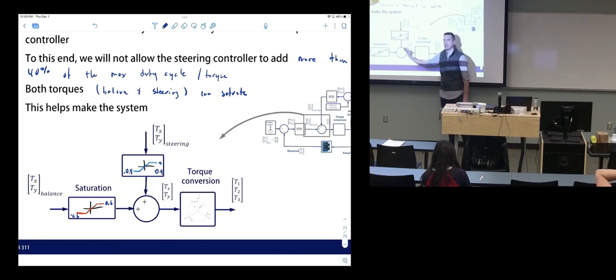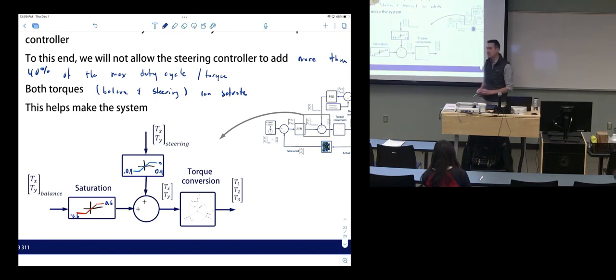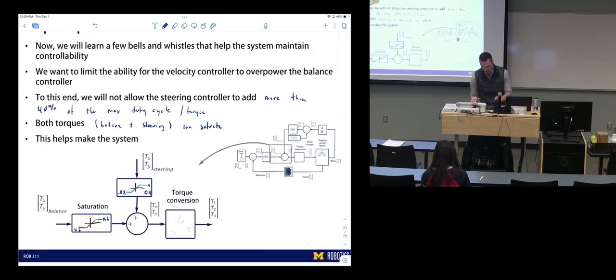So the exact percentages probably aren't crucial, as long as it's generally this format. If it was 70-30, that may or may not work, but it probably doesn't have to be exactly 0.416. It might work at 70-30, I don't know. Have you tried that? Yeah, we haven't tried it. But this is the idea here, is we've now made sure our steering controller will not overpower a balance controller.